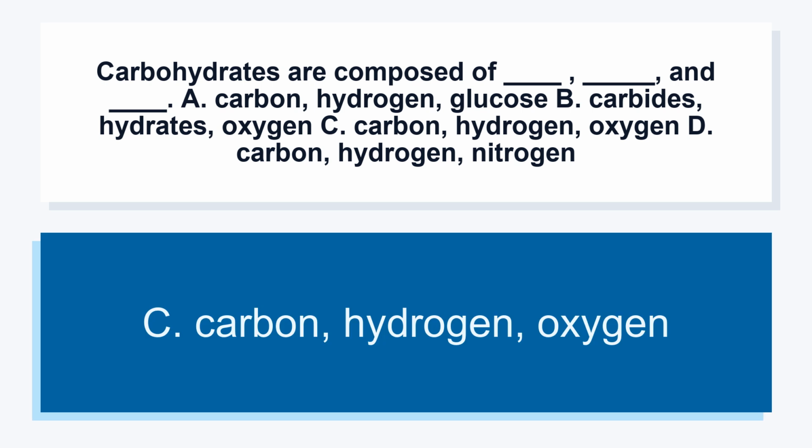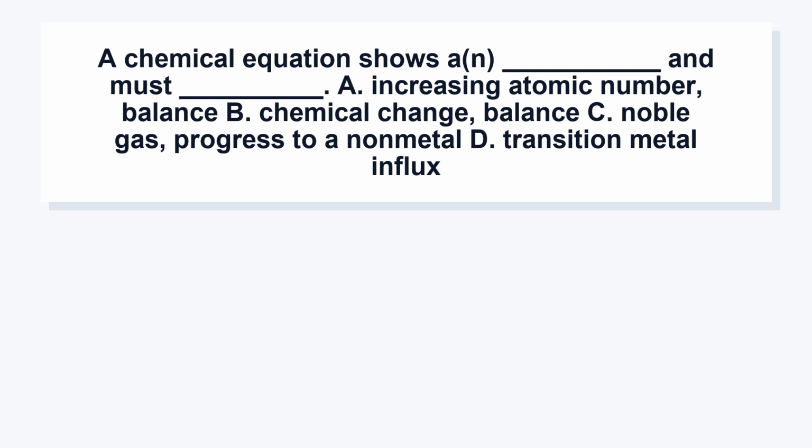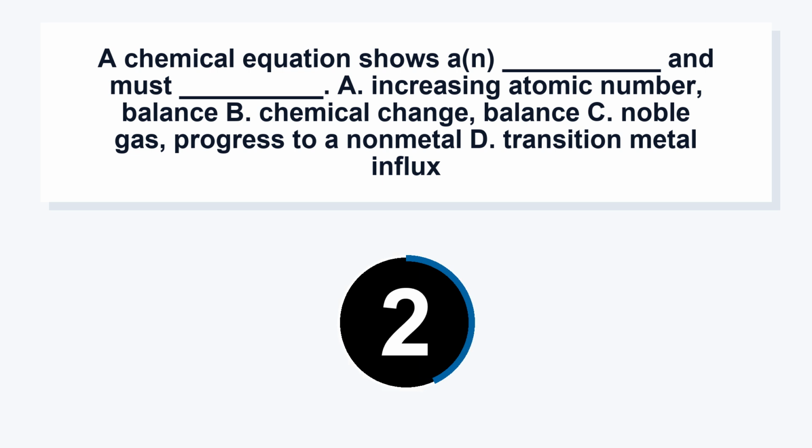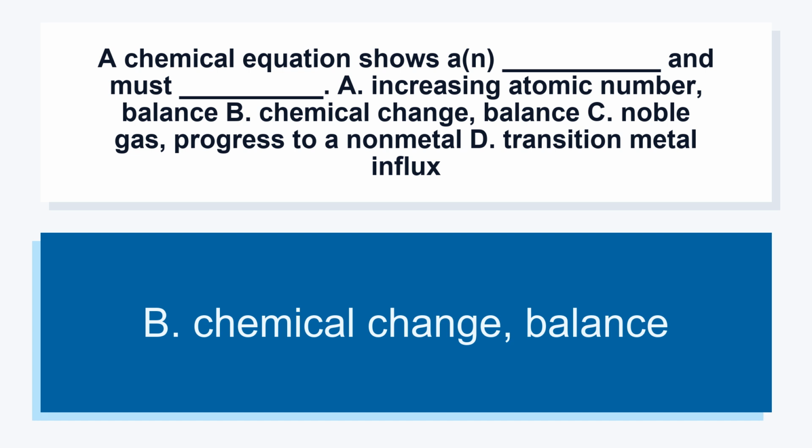C. Carbon, hydrogen, oxygen. A chemical equation shows a blank and must blank. A. Increasing atomic number, balance, B. Chemical change, balance, C. Noble gas, progress to a nonmetal, D. Transition metal influx. B. Chemical change, balance.